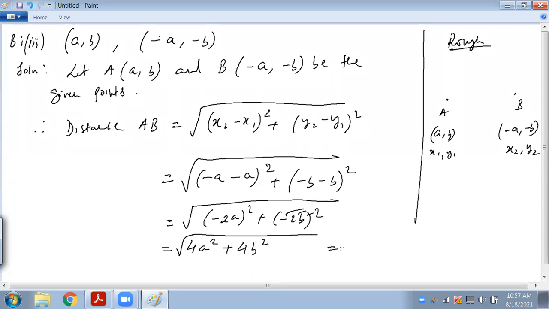Now from 4a square and 4b square, we can take 4 common. If you take 4 common, what will we get? 4 times (a square plus b square). Inside the bracket, what will be left? a square plus b square. After taking common, we can bring this 4 out of the root. We know the root of 4 is how much? 2. So bring it out of the root. 2 will come out of the root, and it will be 2 root (a square plus b square) units.